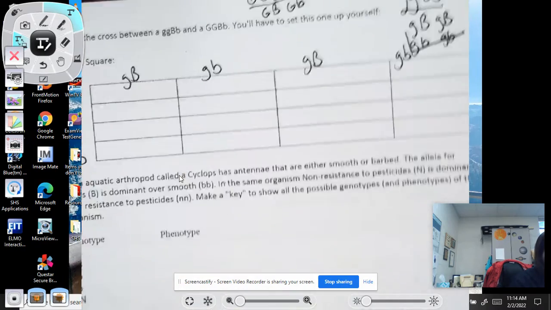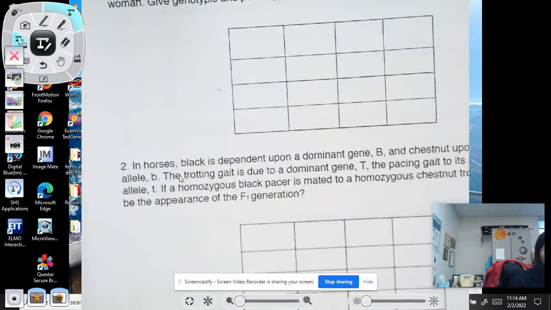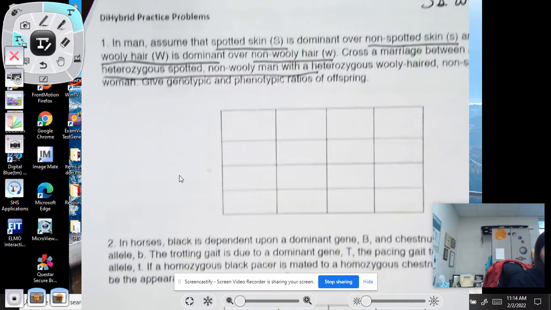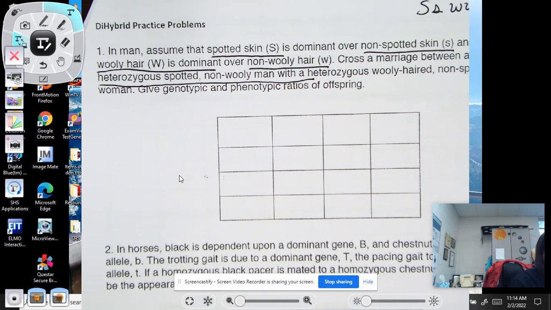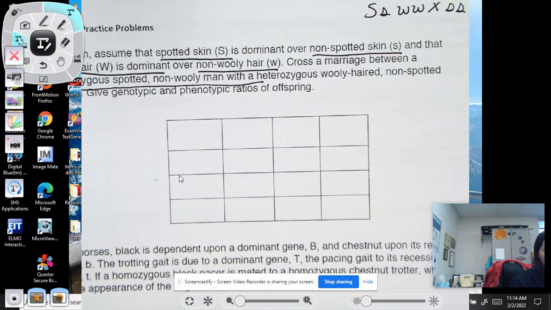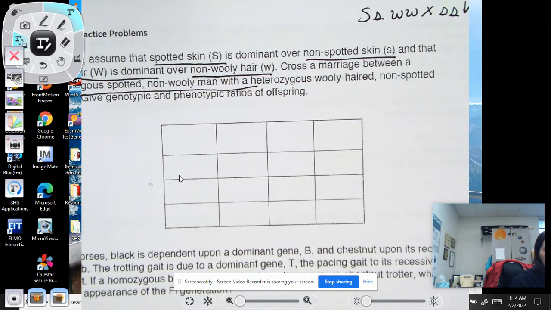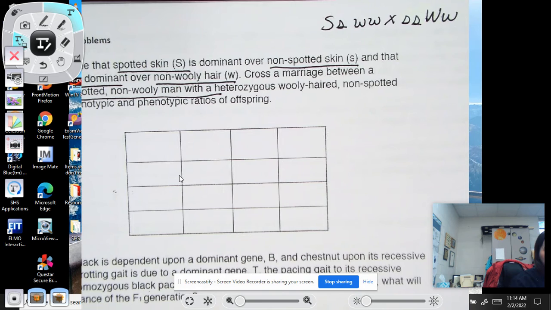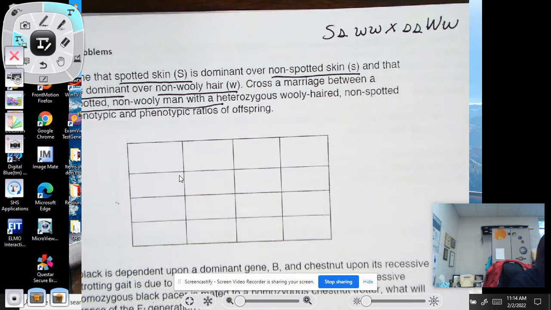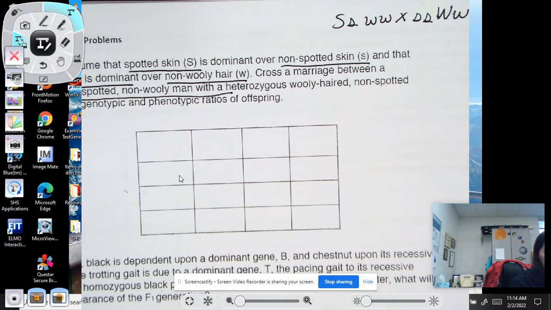We're going to try to get, I would bet we're going to get to the next page right here, these dihybrid problems. And these get a little silly on the back, okay, about these woolly haired people and spotted skin. So these get a little crazy in the back. But I would try to get here, okay?